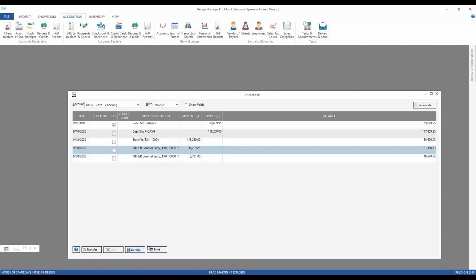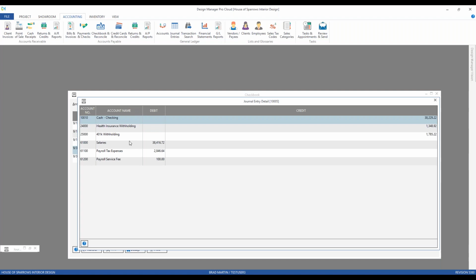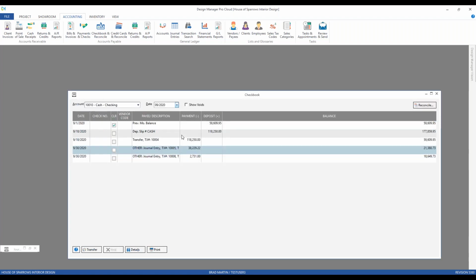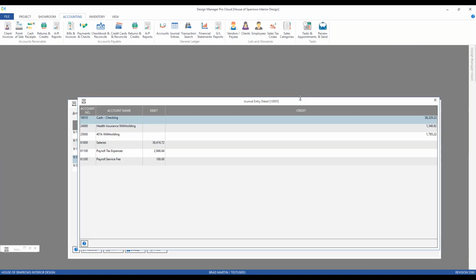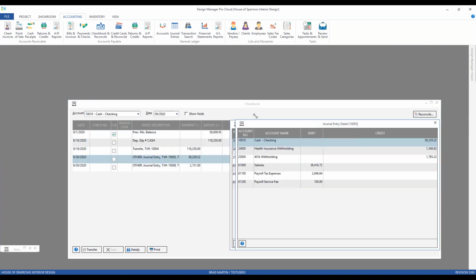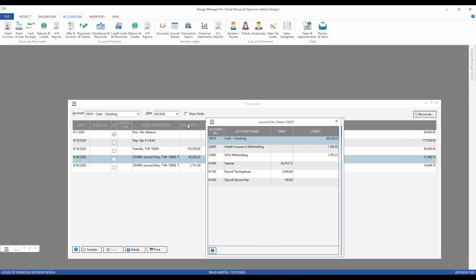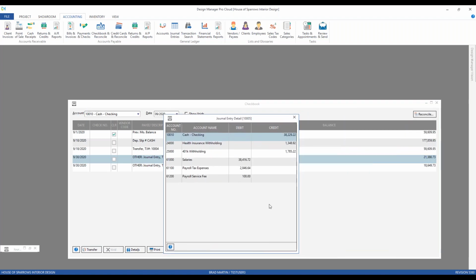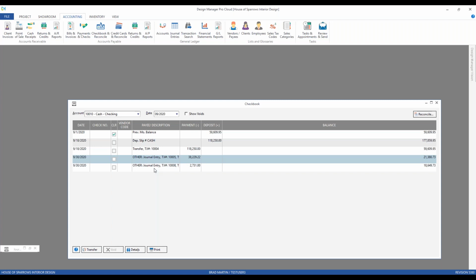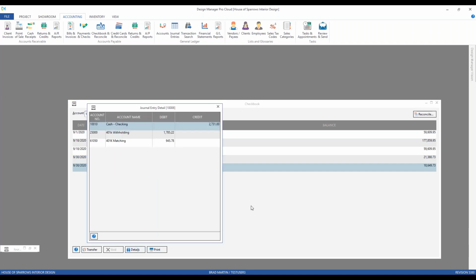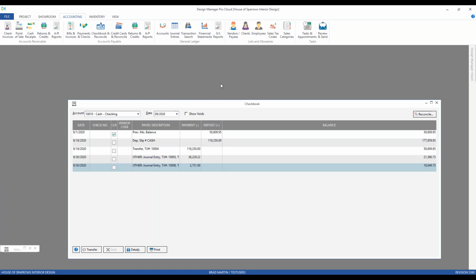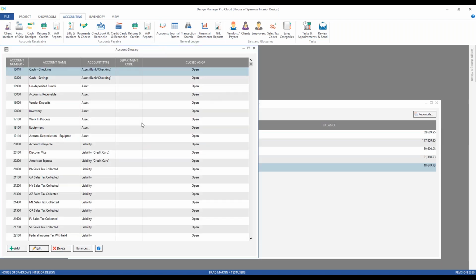And I can even use the details button to see all of that information. Basically, I get to see a screenshot of the journal entry that we just made, just like the entry we made on our journal entry window itself. And the same with our 401k payment. We also will see all of the various account balances that we just affected reflect our journal entry. Let's go over our accounts.